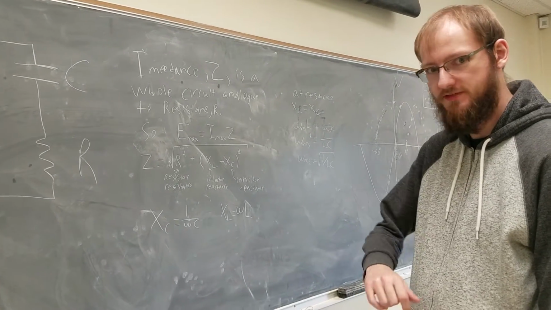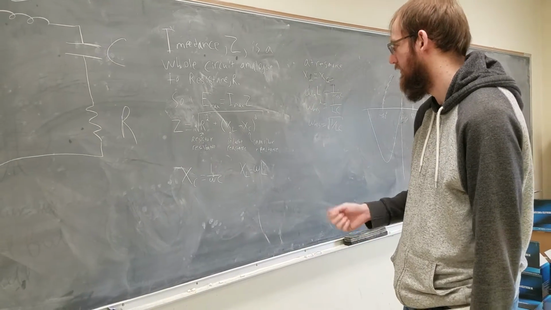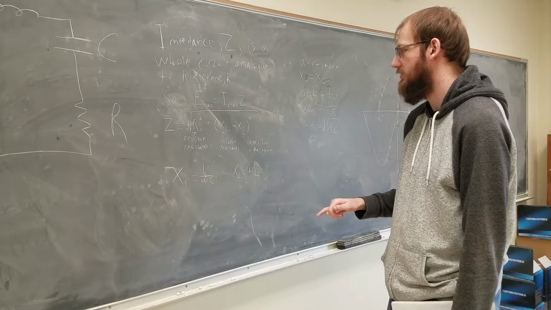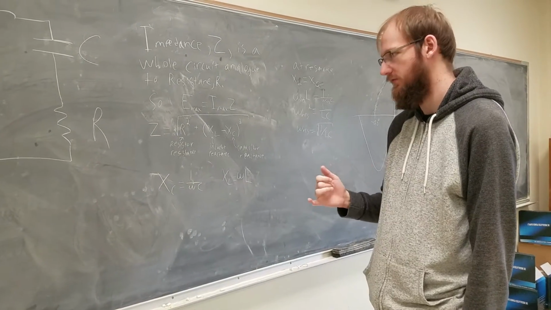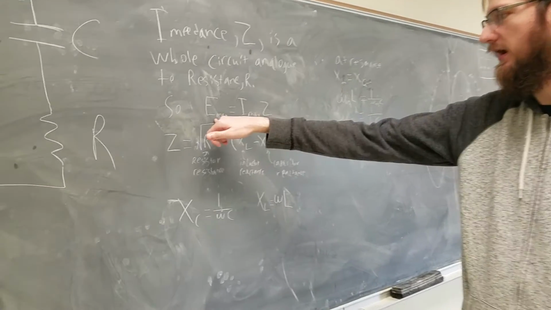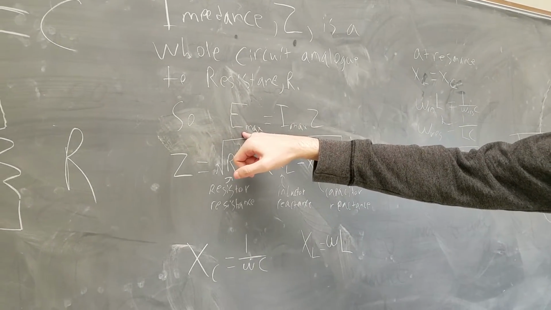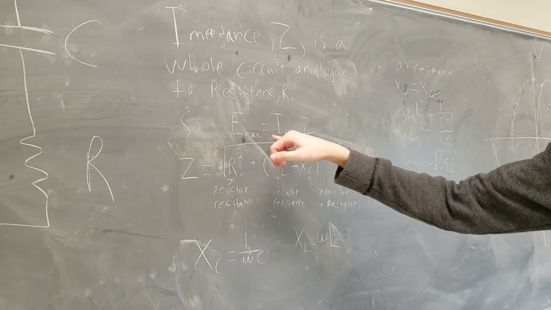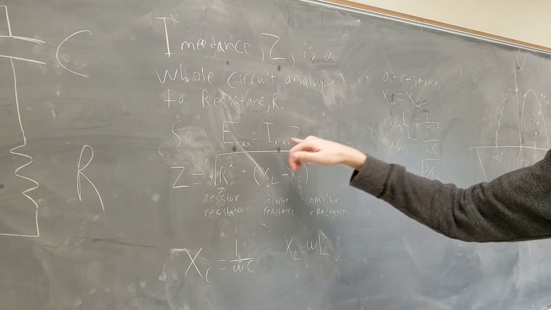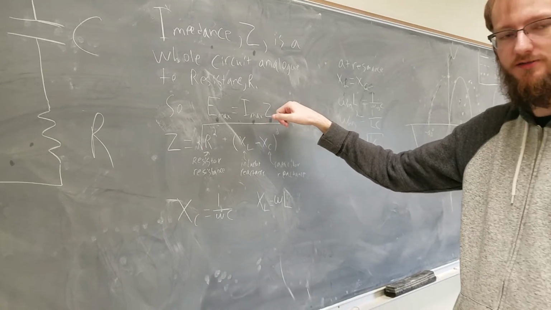Voltage in an AC circuit is constantly changing, by definition. So instead of Ohm's law, which is V equals IR, we have this analog where we look at the electric field. The maximum electric field is equal to the maximum current times the impedance. This is our analog to Ohm's law.